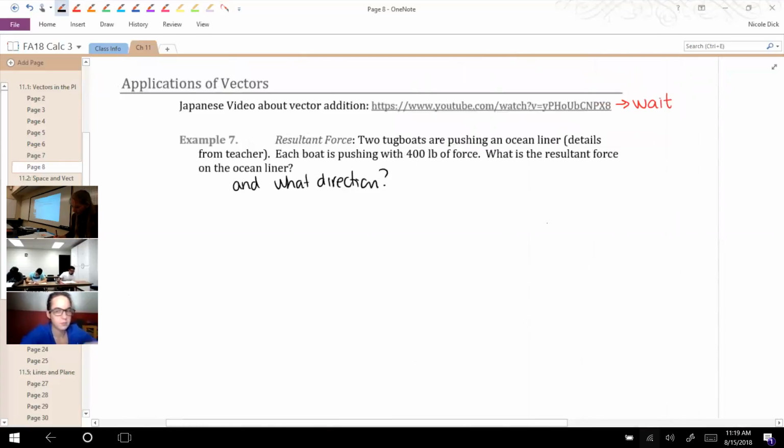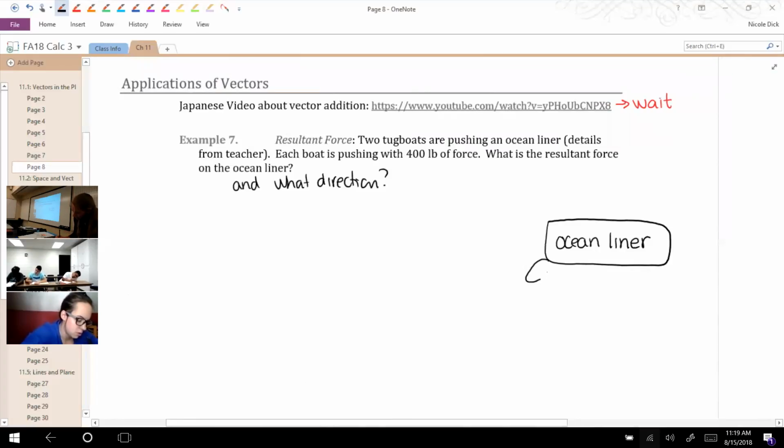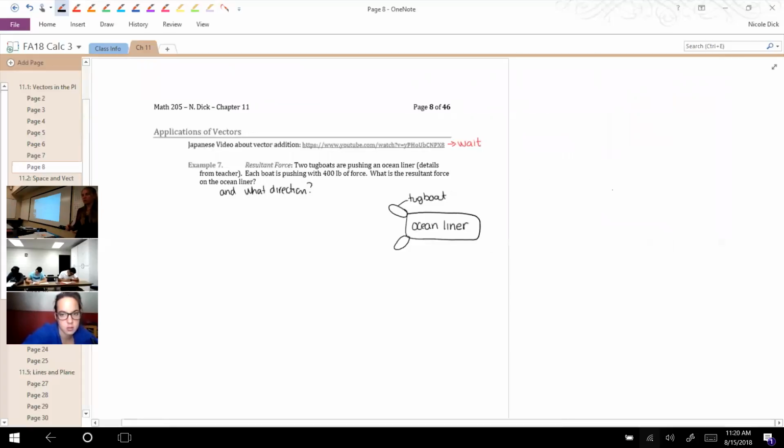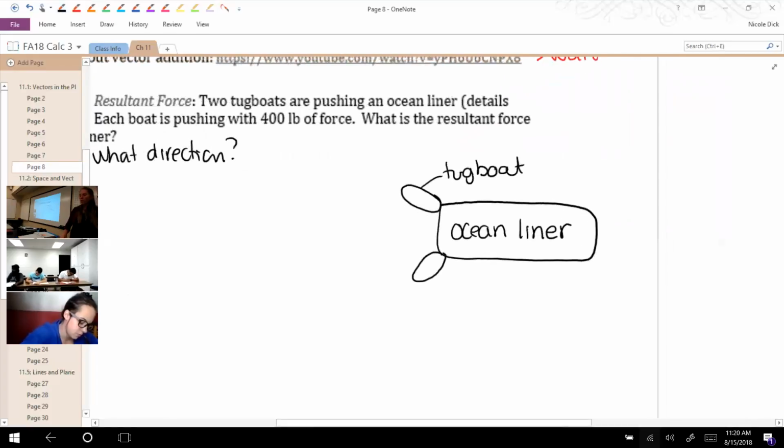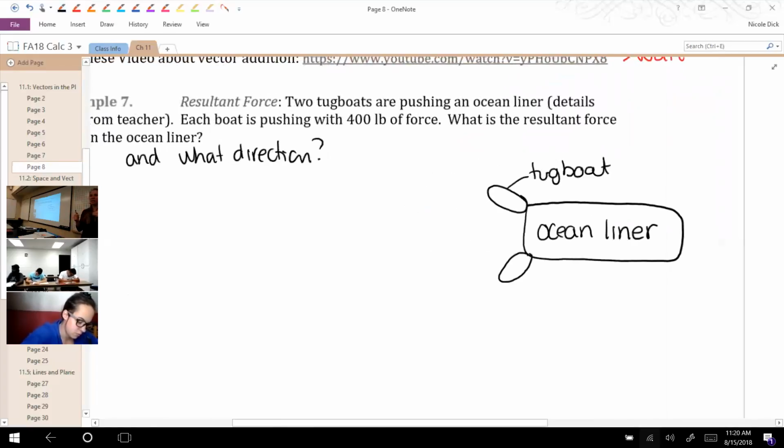So here we go, a little picture. Let's say we've got some ocean liner. I don't draw well, so a simple little blob. And we've got some tugboats pushing on it, so I'll draw some smaller little blobs off to the side here. Here are my tugboats. We know these tugboats are pushing on this ocean liner, each with 400 pounds of force. If we make the angle these guys are pushing at the same, then what direction should we expect the ocean liner to go in? Just straight ahead, right? If the angles were different, or if the forces were different, then that would make the ocean liner go off in different directions.